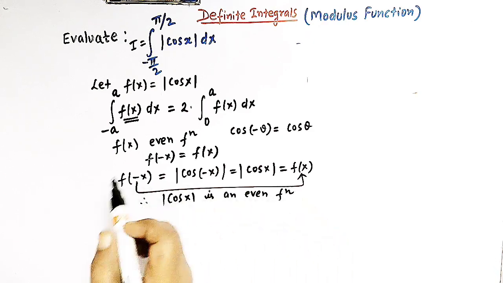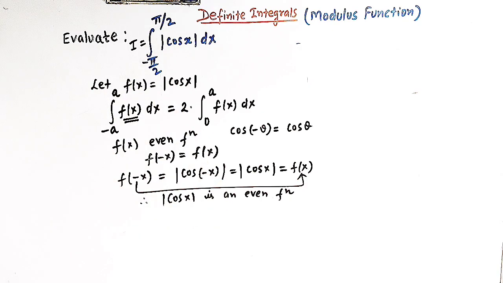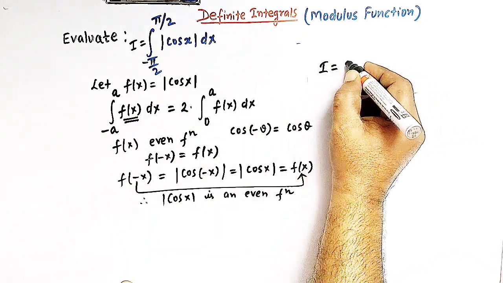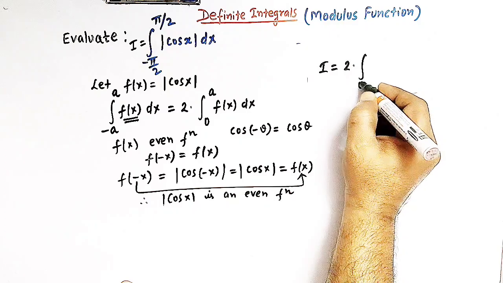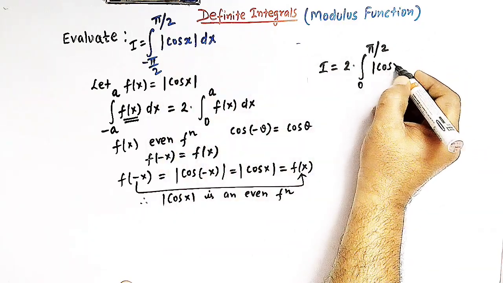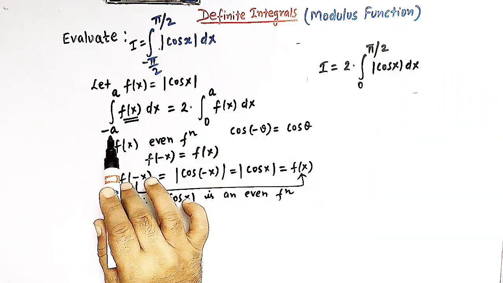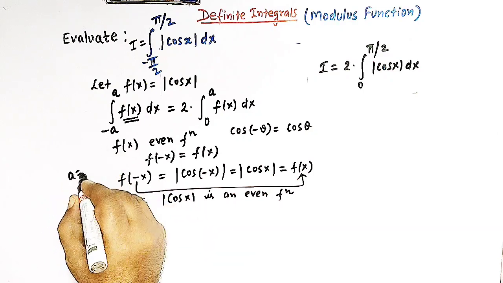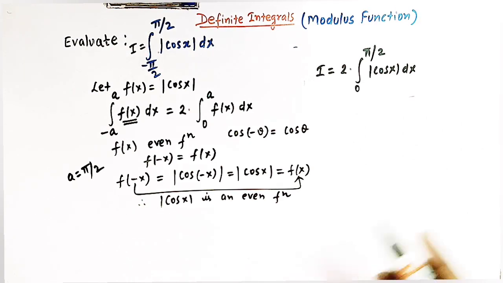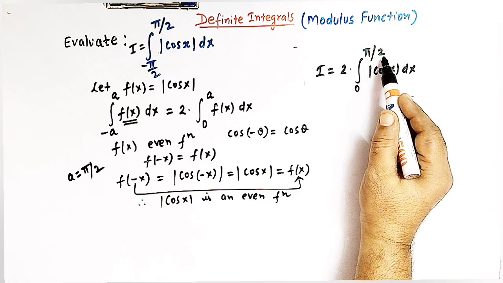So we can now apply this property to this integral. So now we can write this integral I as 2 times the integral from 0 to pi by 2, and here we have mod of cos of x dx. So if we compare this integral with this one, then the value of a is equal to pi by 2. So now we have to solve this integral, right? And here the limits of integration are from 0 to pi by 2.